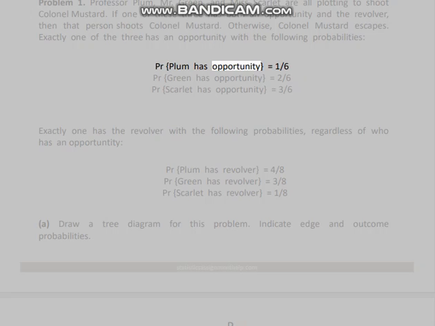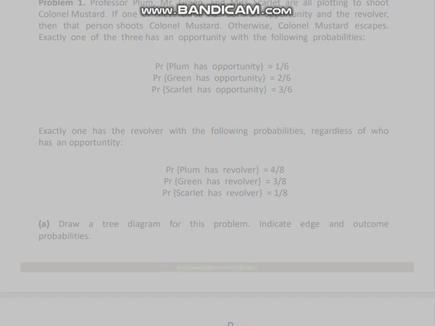PR Plum has opportunity equals 1/6, PR Green has opportunity equals 2/6, PR Scarlet has opportunity equals 3/6. Exactly one has the revolver with the following probabilities, regardless of who has an opportunity. A. Draw a tree diagram for this problem. Indicate edge and outcome probabilities. PR Plum has revolver equals 4/8, PR Green has revolver equals 3/8, PR Scarlet has revolver equals 1/8.